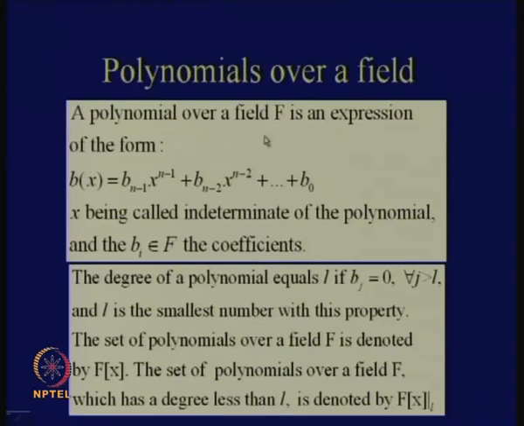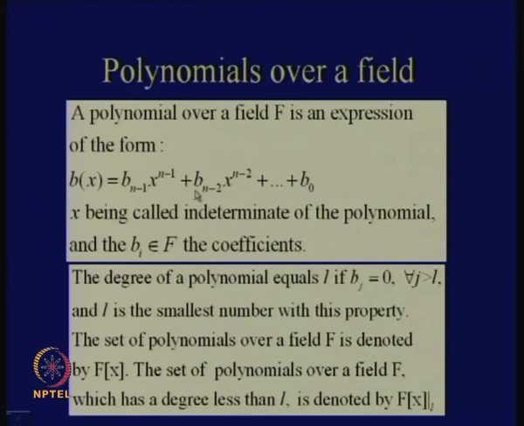If we consider a polynomial over a field F, it can be denoted by an expression of the form b(x) = b_{n-1} x^{n-1} + b_{n-2} x^{n-2} + and so on + b_0. x is called the indeterminate of the polynomial, and the b_i, the coefficients of this polynomial, belong to the underlying field. Therefore, when we consider a polynomial in GF(2^8) for example, or rather GF(2^n), each of these coefficients would belong to the field GF(2).